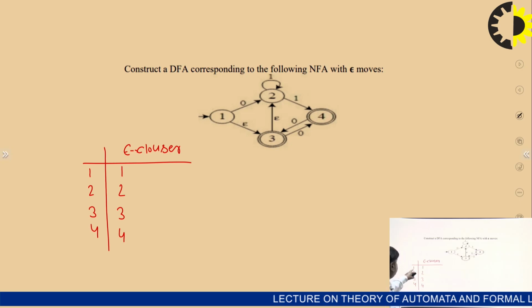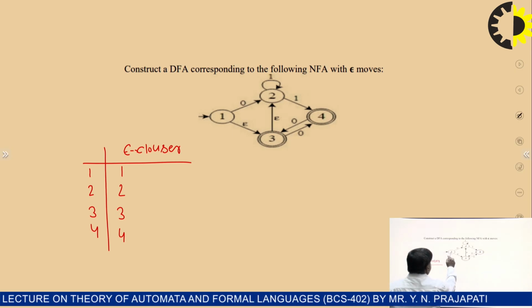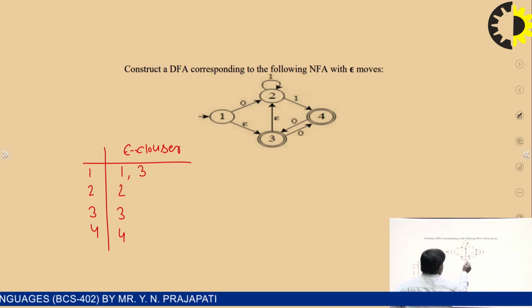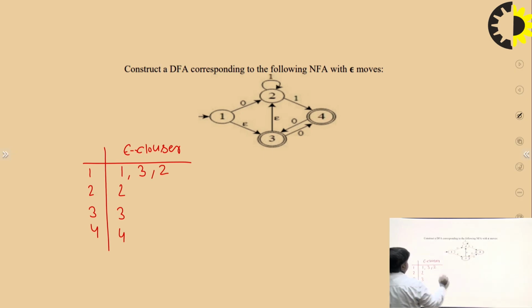It means 1 is in the epsilon closure of 1, 2 is in the epsilon closure of 2, 3 in that of 3, and so on. Now with the help of epsilon, state 1 can move to 3. It means 1 and 3 are in the epsilon closure of state 1, and with the help of epsilon closure this state can also move to 2. It means 1, 2, 3 is the epsilon closure of state 1.